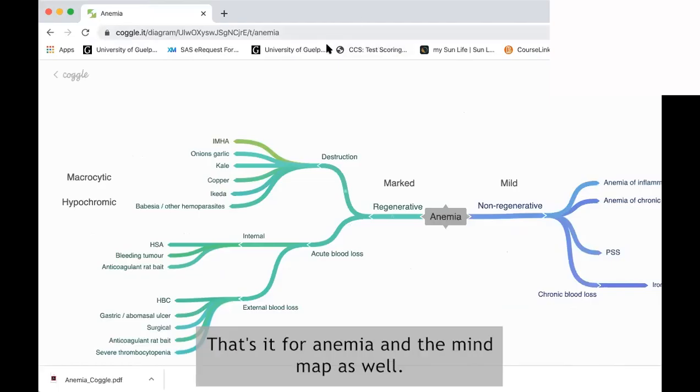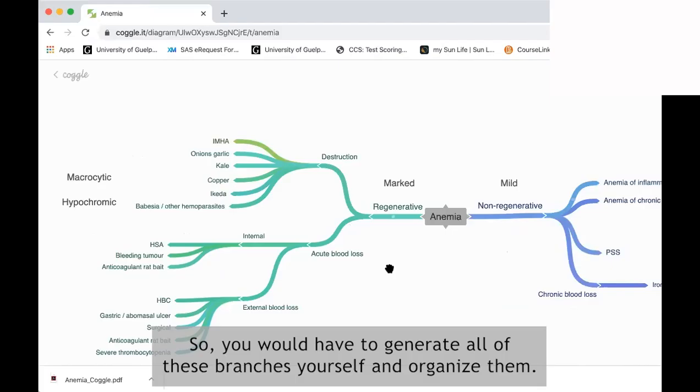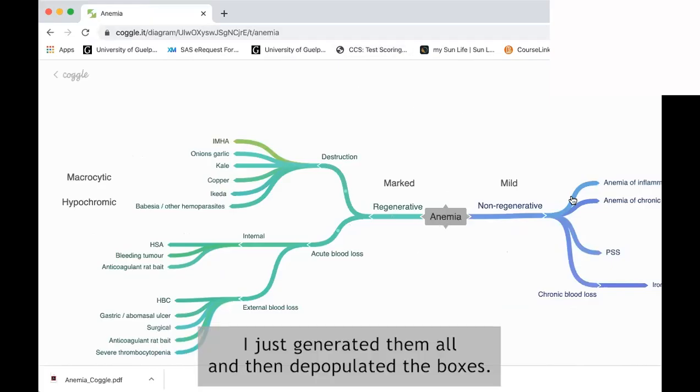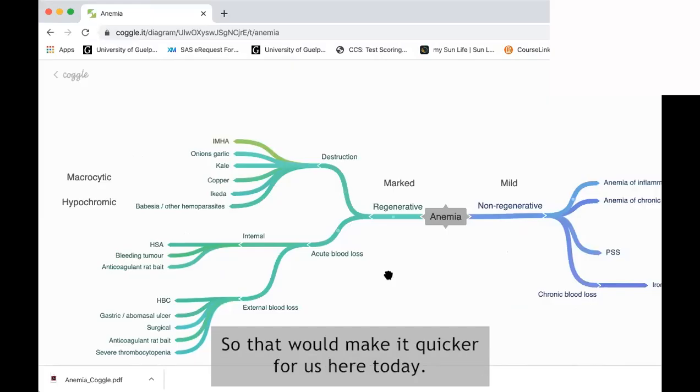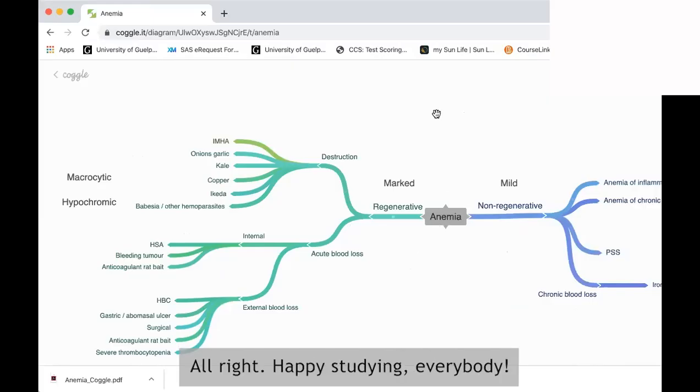That's it for anemia and the mind map as well. So you would have to generate all of these branches yourself and organize them. I just generated them all and then depopulated the boxes so that it would make it quicker for us here today. All right, happy studying, everybody.